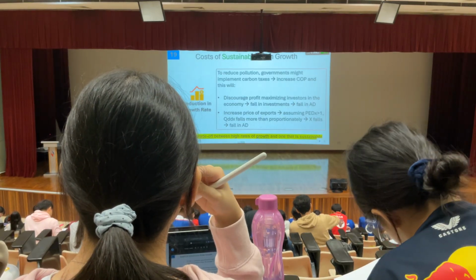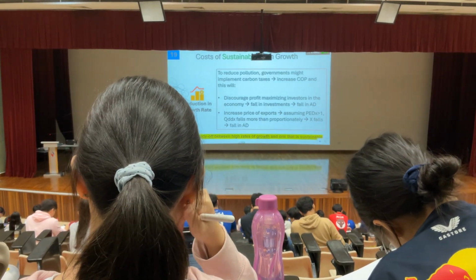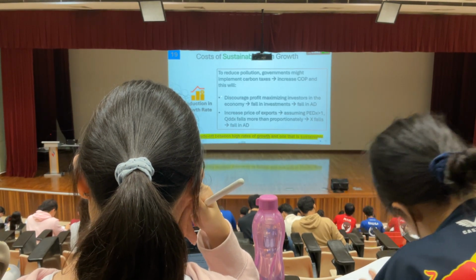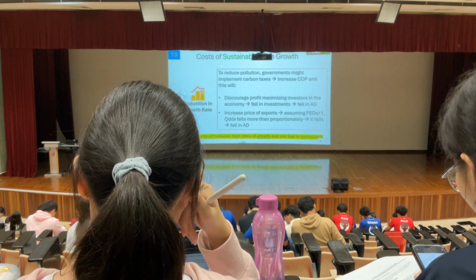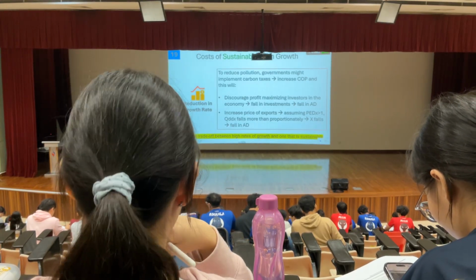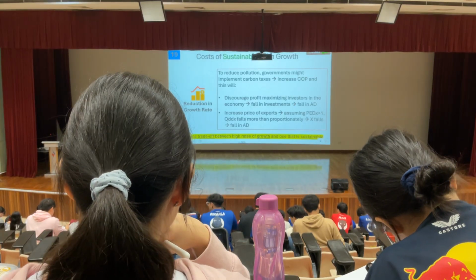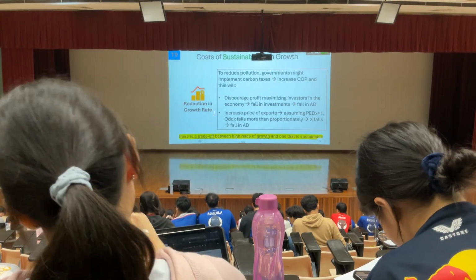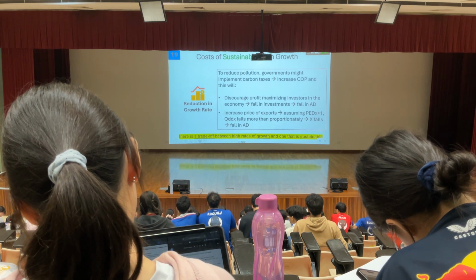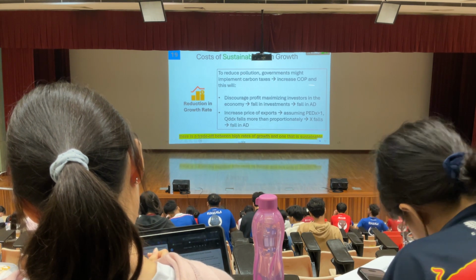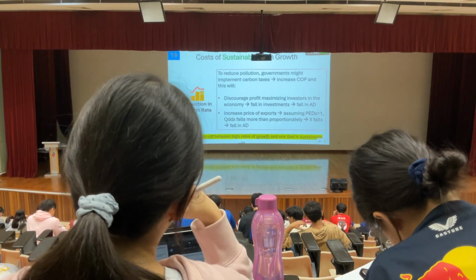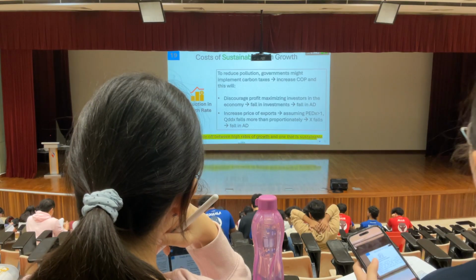Okay, next. Okay, after we talk about the benefits of achieving sustainable growth, okay, there are certain costs. Okay, unfortunately, when we try to achieve sustainable growth, the country may face a slower rate of growth. You try to pursue sustainability, you have to face a slower rate of growth. How can that happen? So if the government wants to reduce the amount of pollution in the country, they may implement carbon taxes, right? To encourage firms to use cleaner methods of production to reduce the amount of carbon emissions.